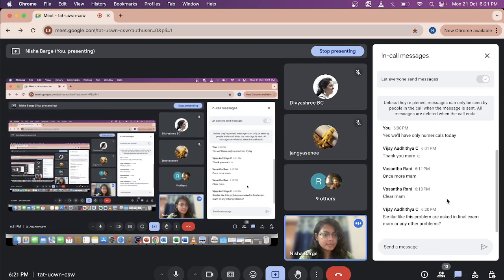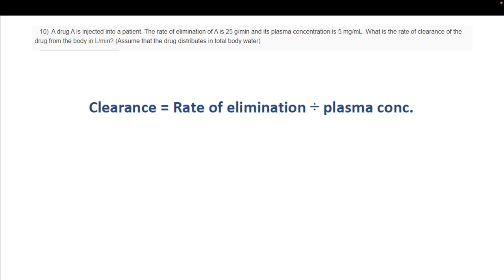Meanwhile, somebody's asking whether similar problems are asked in the final exam. This is a glimpse; I also don't know what kind of problems would be asked, but these are some of the concepts on which problems could be asked. There are not many calculable concepts in this particular course. Most of it was just theory, so this could be good practice. If you know all these concepts, then you can calculate any problem that is given. Maybe in a different question you could be given these two values and asked to calculate the plasma concentration. Most of the questions will revolve around these concepts only. I hope I'm able to answer that question.